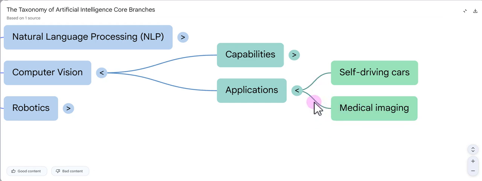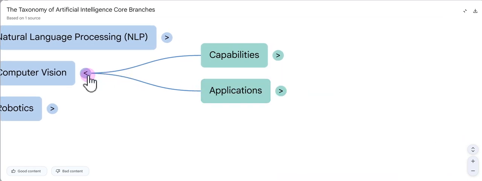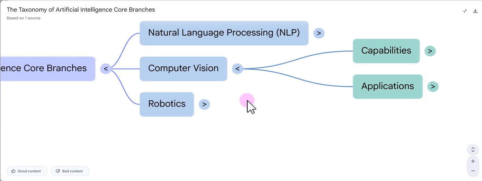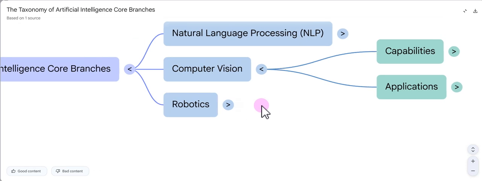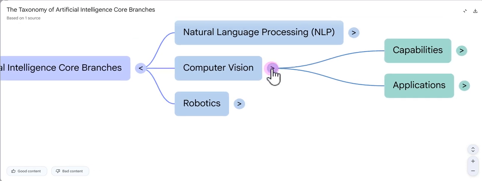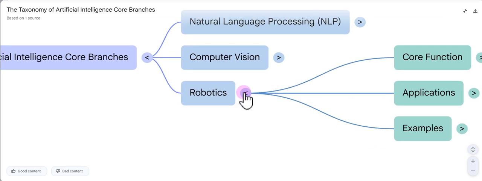Okay, so we've given the machine a voice with NLP. We've given it eyes with computer vision. But so far, this AI we're building is kind of trapped in a box. It's a brain in a jar. A brain in a jar with a camera on it, maybe. To actually affect the world, it needs a body. And that's the third branch, robotics. And now we enter the physical realm.